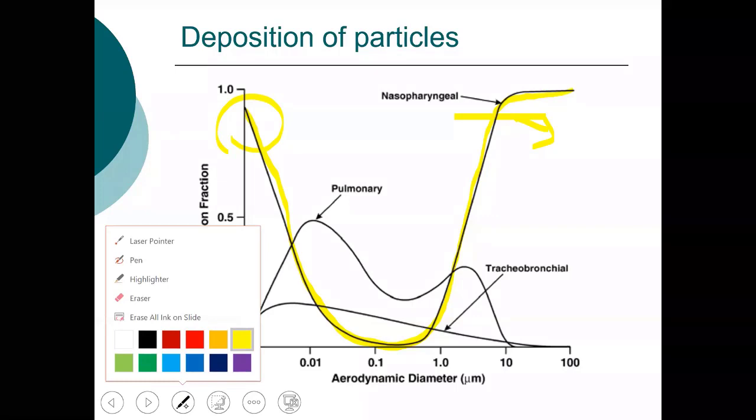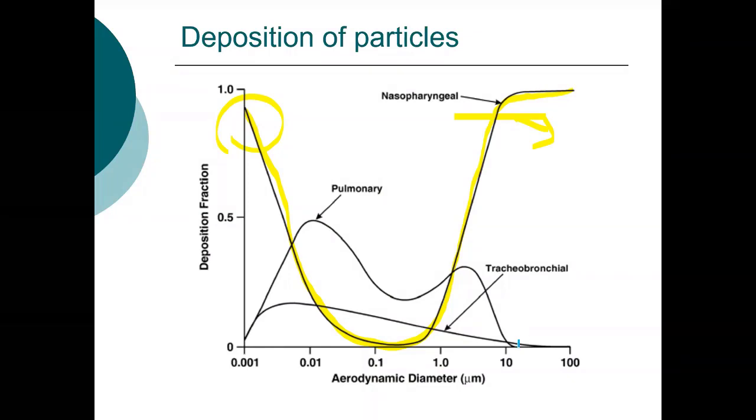We can also look at the pulmonary system. Here, we'll use the blue line for that. And here you see that there is some removal of the larger particles, predominantly removed by the cilia in the bronchi, and the much smaller particles tend to move into the alveoli, and that's where they're removed.